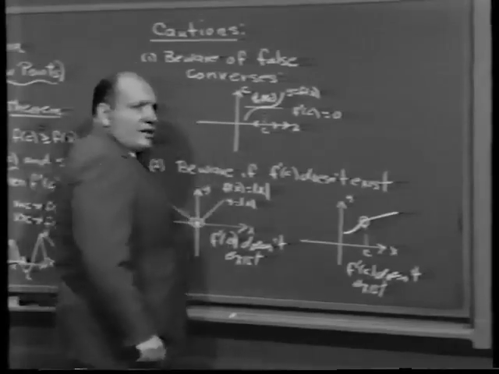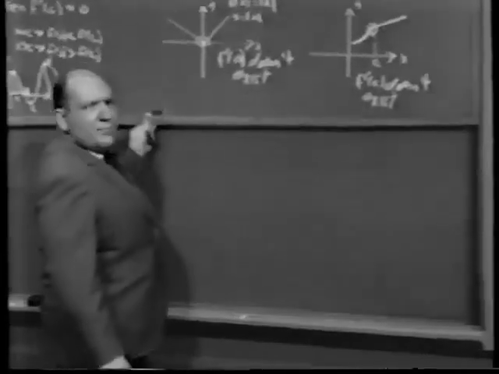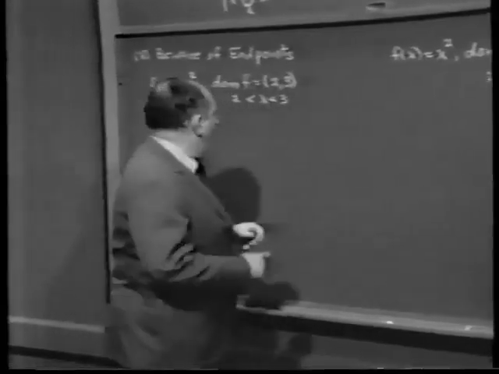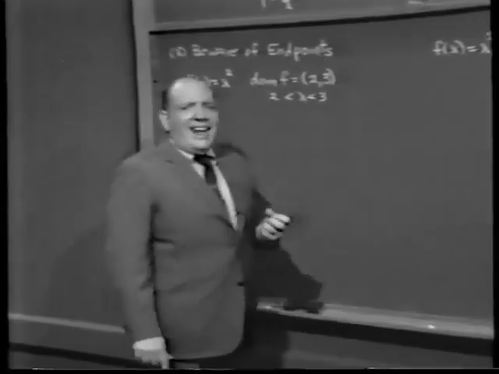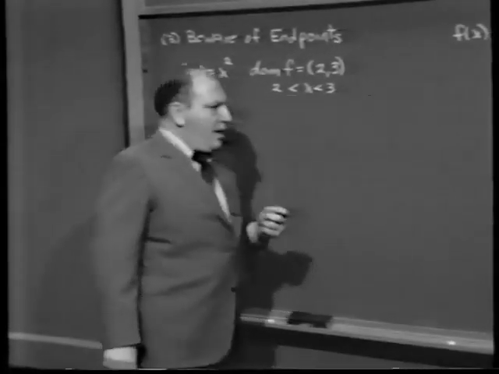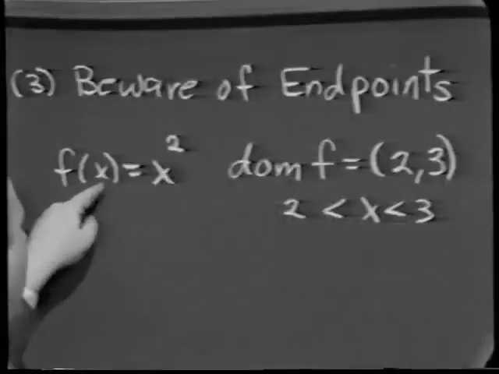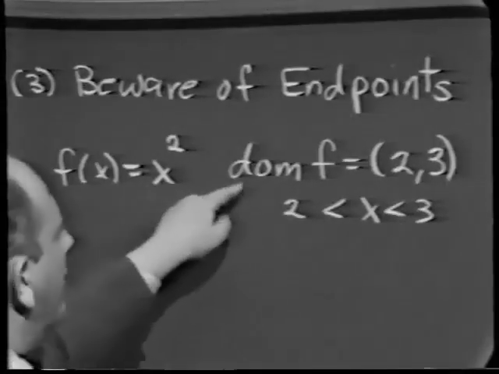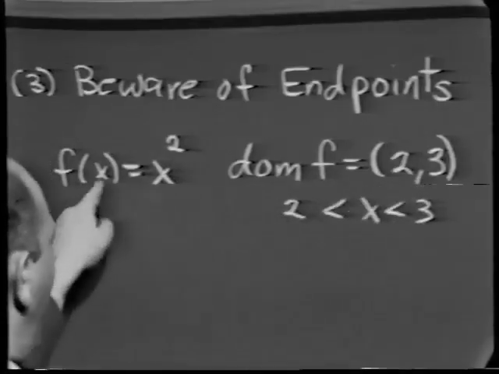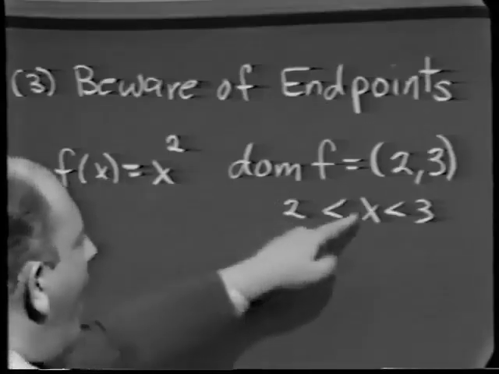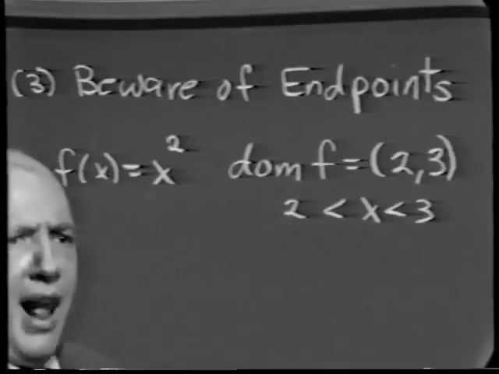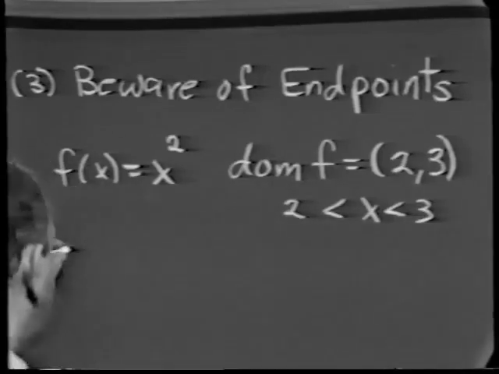And the third caution is an extremely important one. In fact, for the first time, from a practical point of view, we are going to see analytically what is the difference between an open interval and a closed interval. Suppose I have the function f of x equals x squared, but the domain of f is now the open interval from 2 to 3. In other words, the inputs of the f machine are restricted to all those numbers which are greater than 2 but less than 3.